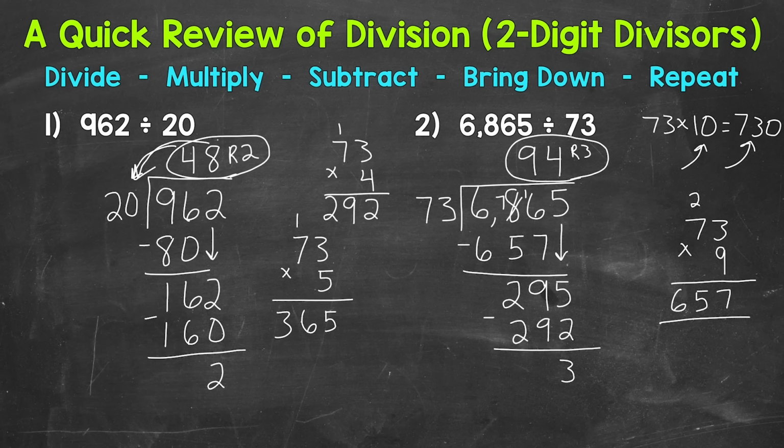Now, one more thing I do want to mention is the difference between numbers 1 and 2. Although we divided by a 2-digit number in both of these problems, number 2 took more work and more time. But that's perfectly okay. In number 1, we divided by 20. That's a much easier number to work with than the 73 in number 2. So that's something to keep in mind as you go through these types of problems. Some numbers are easier to work with than others, and some problems take more work than others.